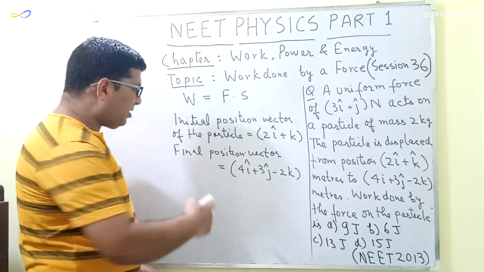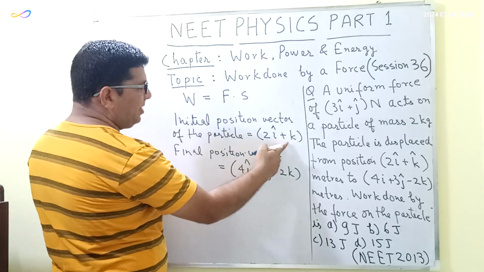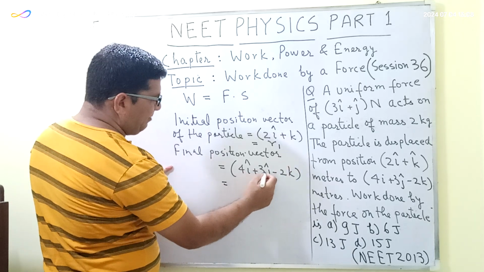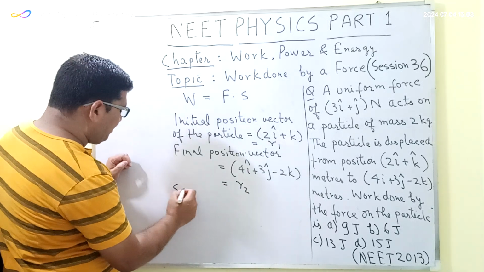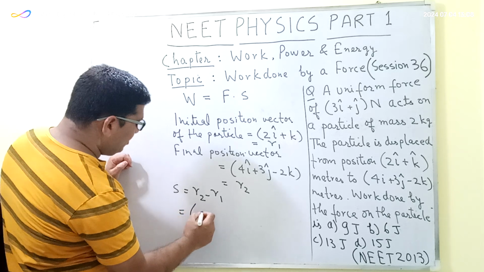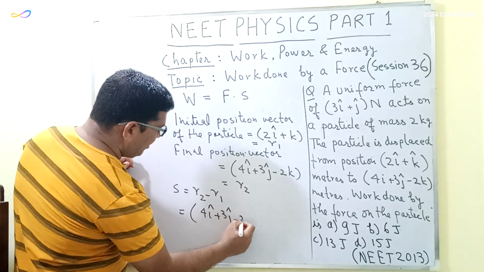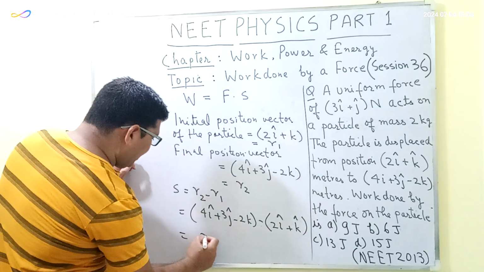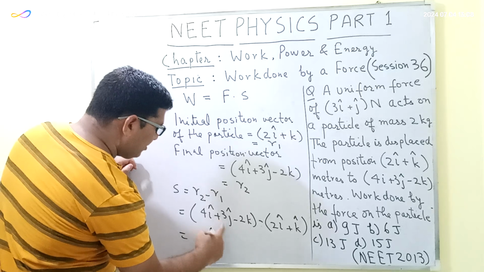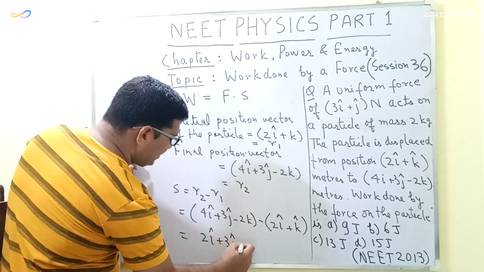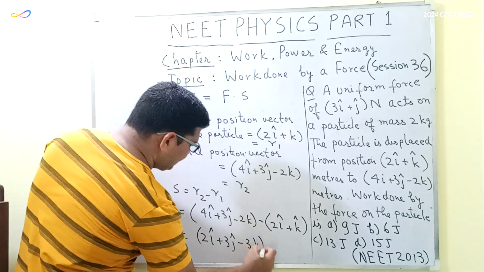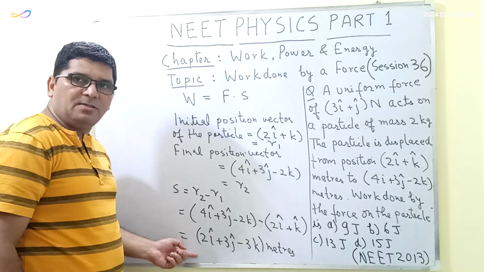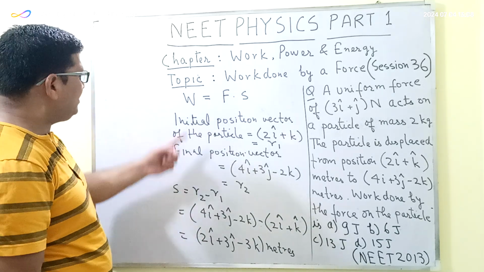The initial position vector is equal to 2i plus k, and let us say this is r1, and the final position vector of this particle is equal to 4i plus 3j minus 2k, which we call r2. So the displacement S will be equal to r2 minus r1, which is 4i plus 3j minus 2k minus (2i plus k). From here I am getting the displacement as 2i plus 3j minus 3k meters. So we have found this displacement vector, and now we have to find the work done.